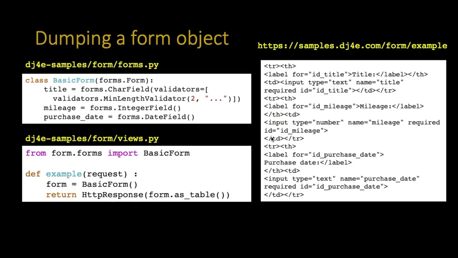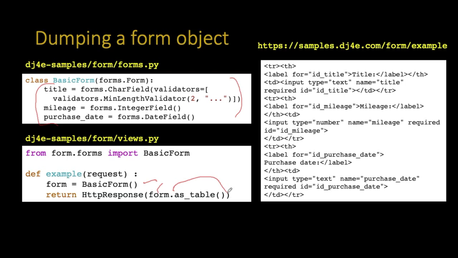So the form object, right? So here's this form we just made. It's got 3 fields in it. And this is a real simple view. It's not useful. It just kind of shows you one of the things you can do. So make a basic form. The basic form is defined as having these 3 fields, and then you say form and then call the method as table. And so what this produces, it's just a dump.